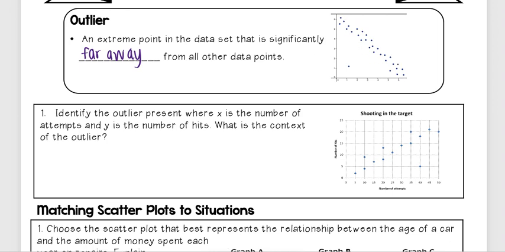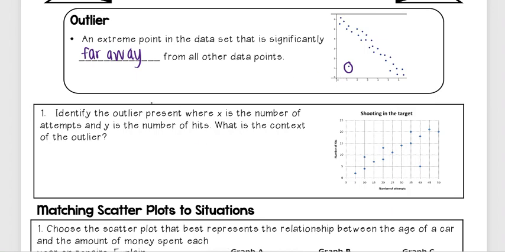So an example here, I see that all of my data points are kind of making a line right here. They're all really close together. But then I have this random data point that is completely out of the way. So that would be my outlier. Basically, an outlier is one that does not follow the pattern of all the other points.